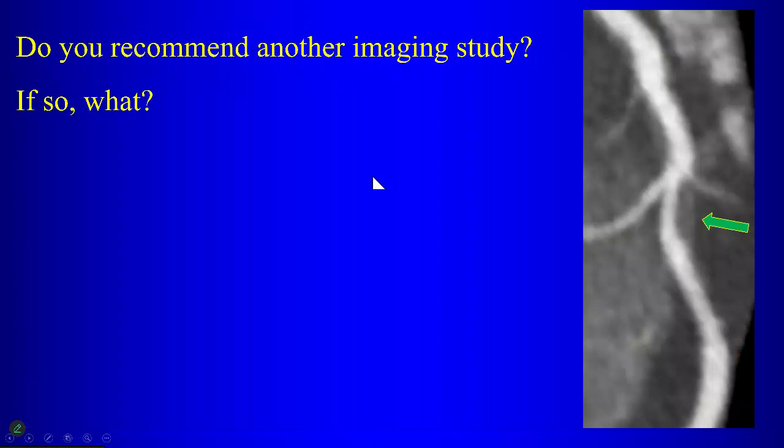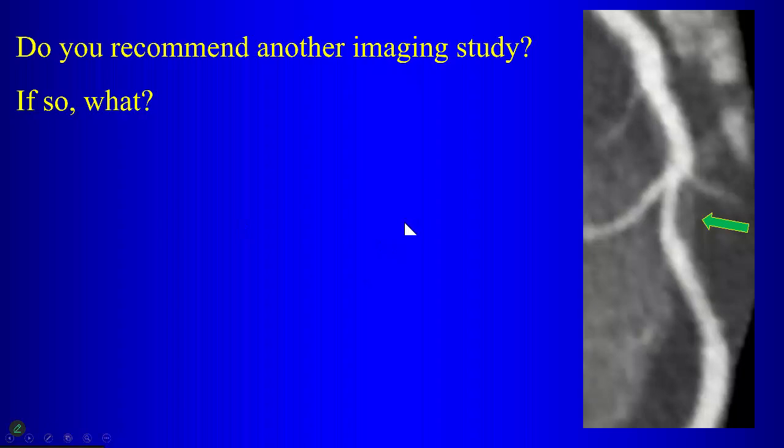So what about this patient? Is there a lesion? Well, the arrow's pointing to it. How much stenosis? Yeah, about 50%, maybe. Well, I wouldn't say 70. Maybe 50, maybe a little bit more. Do you recommend another imaging study in this patient? And what should it be? Yeah, so you're talking about a stress test, a functional imaging study for this patient, right? So you're following then the CAD RADS recommendation. So we'll talk about what all this means.